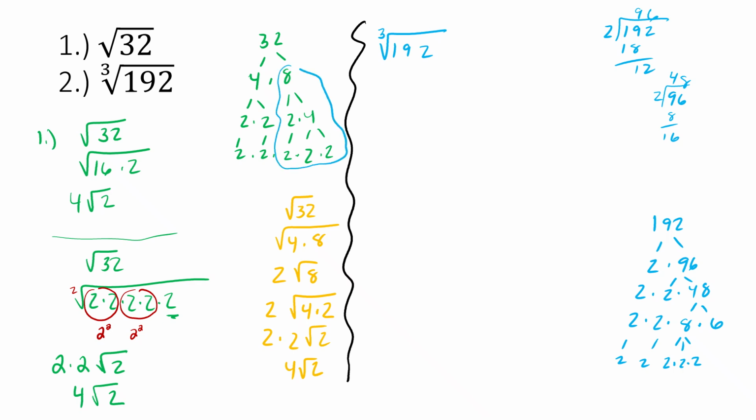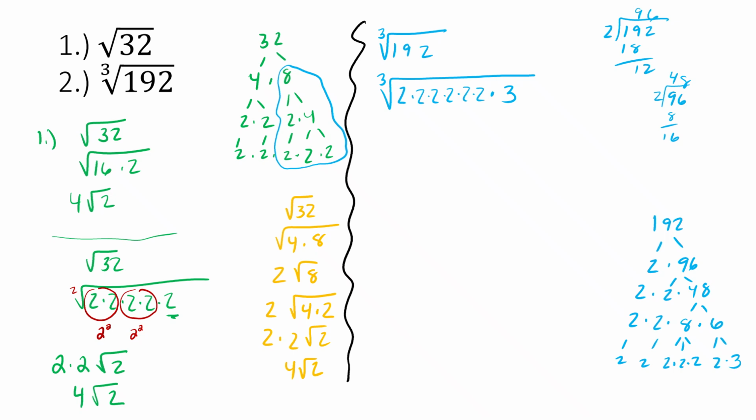Okay, if you look over to the left, 8 factors into 2 times 2 times 2, and then 6 is 2 times 3. So that number, as much as I love that, is 1, 2, 3, 4, 5, 6 2s, and a 3. Love it.